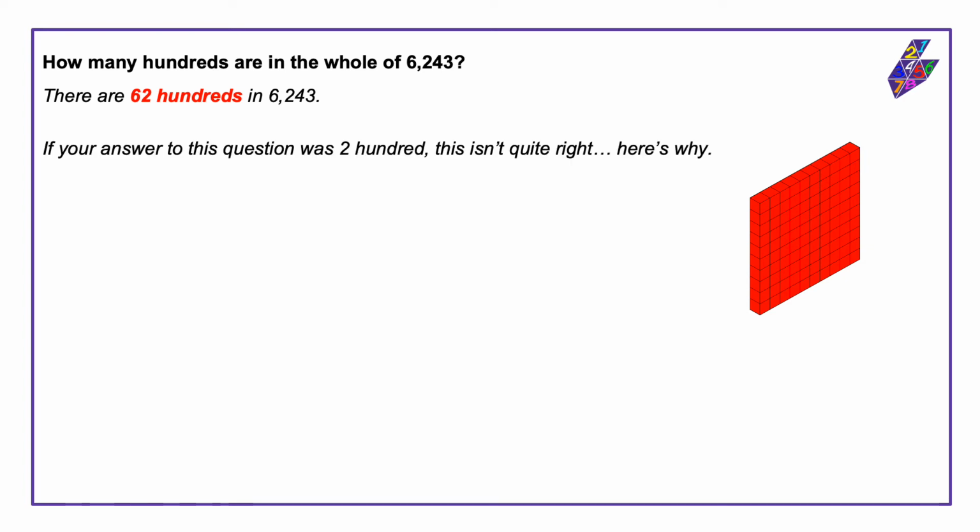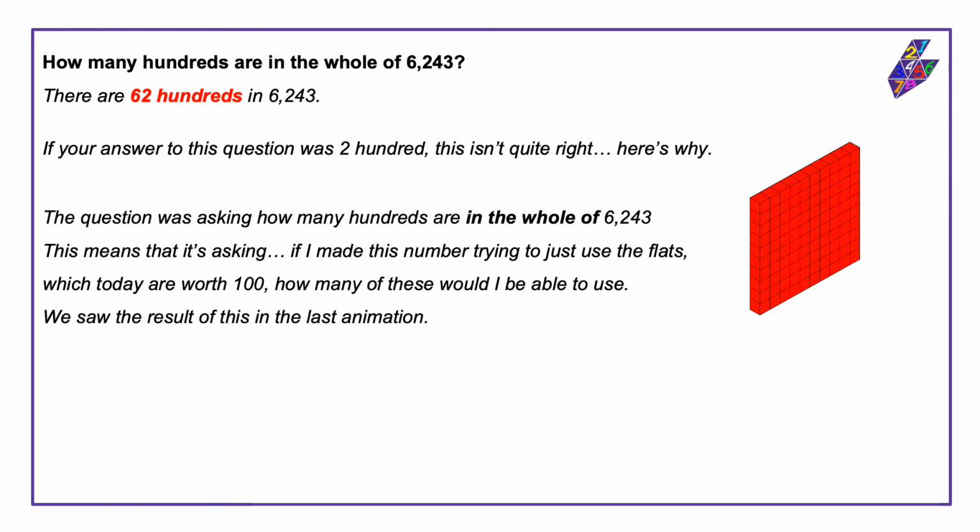If your answer to this question was 200, this isn't quite right. Here's why. The question was asking how many hundreds are in the whole of 6,243. This means that it's asking if I made the number trying to use just the flats, which today are worth 100, how many of these would I be able to use? We saw the result of this in the last animation.